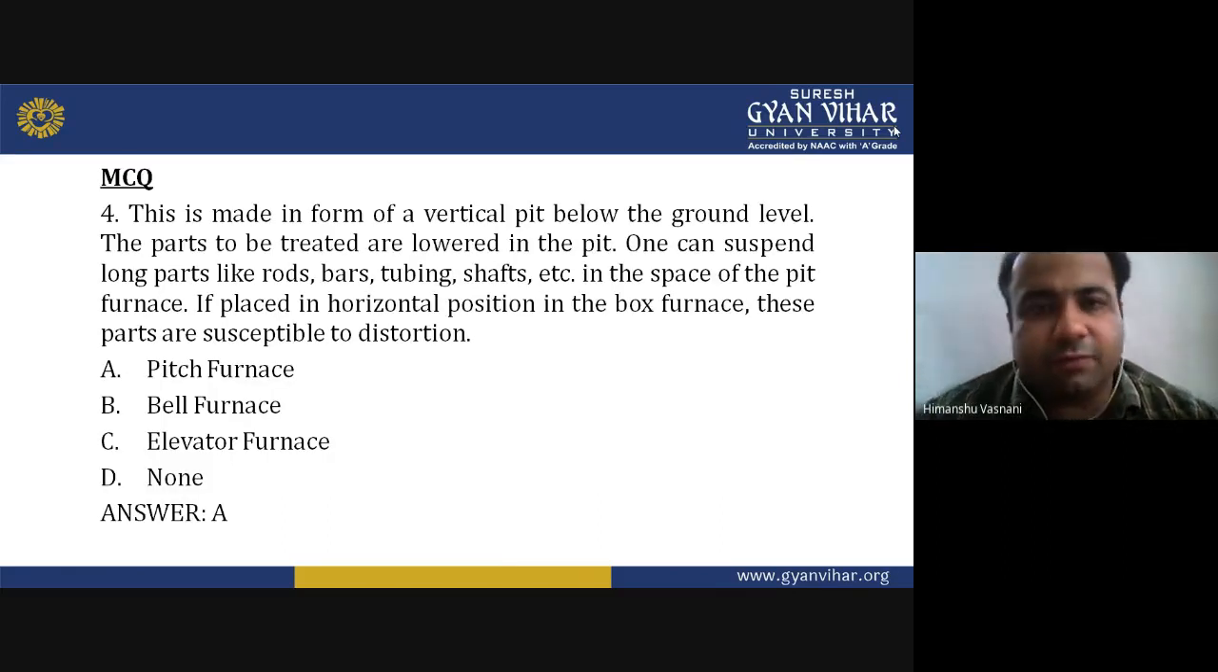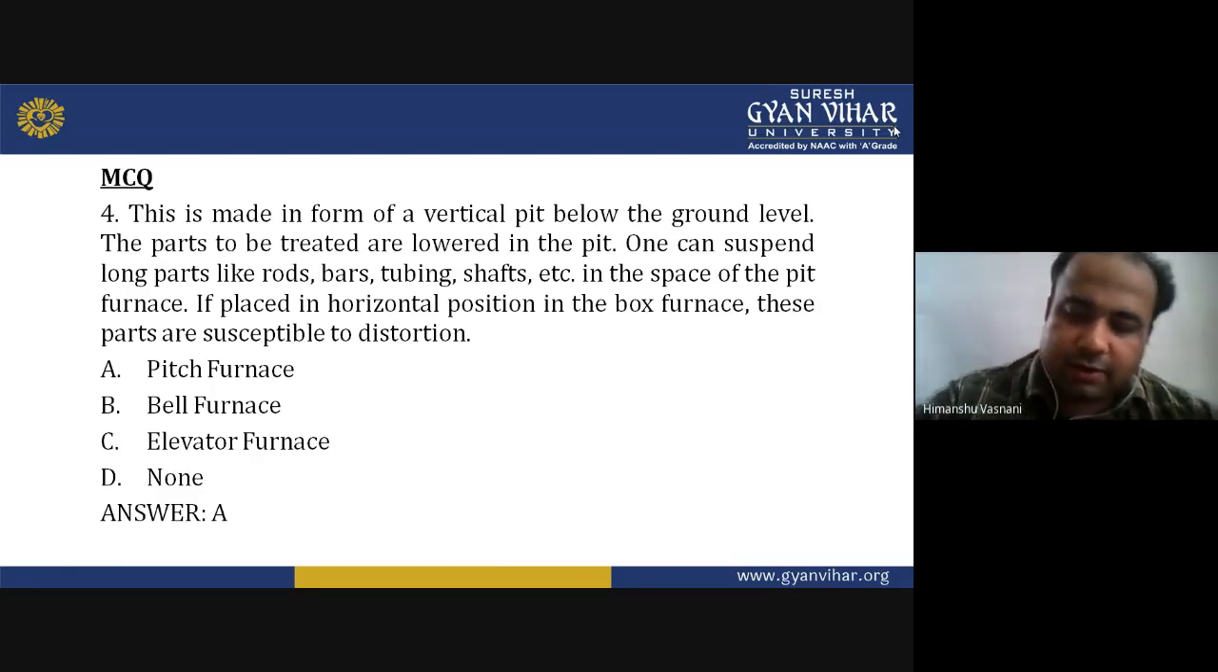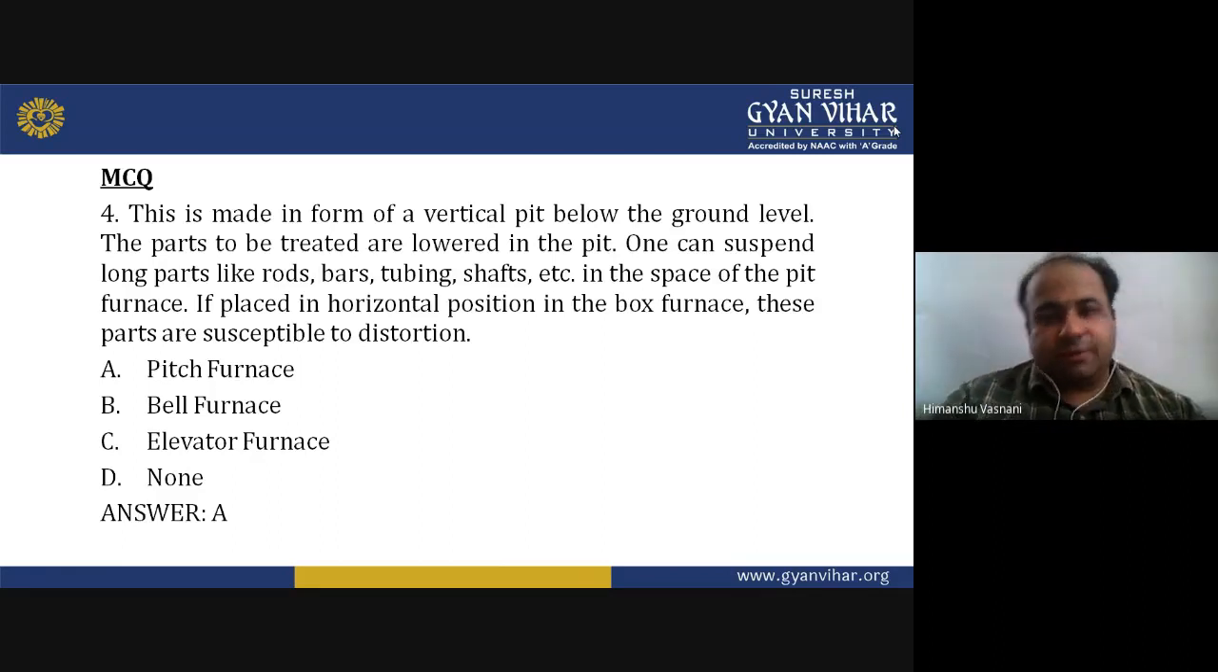This furnace is made in the form of a vertical pit below the ground level. The parts to be treated are lowered into the pit. One can suspend long parts like rods, bars, tubing, shafting, etc. in the space of the pit furnace. If placed in a horizontal position in a box furnace, these parts are susceptible to distortion. So we call it a pit furnace.